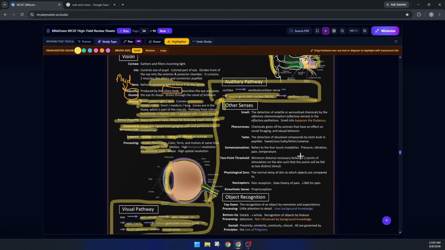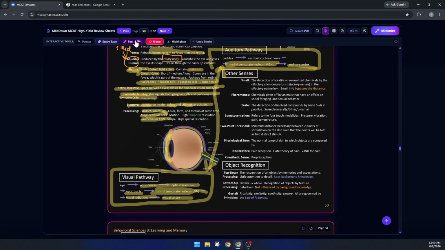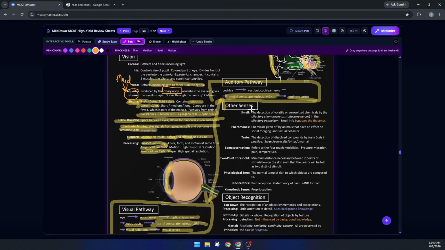Okay, and now we can go to the other two senses, which people don't really care about apparently because, as you see, there's not very much notes on them. So the other senses include your smell. A lot of people say olfactory all the time in sciences. Olfactory just refers to your smell. So anytime you see olfactory, just remind yourself that it means smelling.